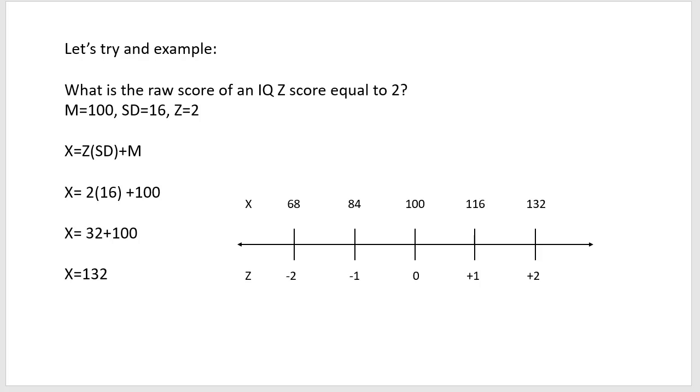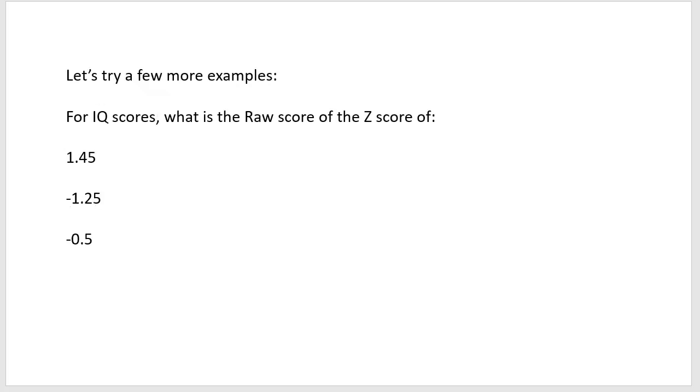For what we're going to do in this class, it is not incredibly relevant for us to calculate the raw score based on a z-score, but it is important that you understand the concept behind it because it will be applicable if you're going on and doing stats in other realms. Here are some examples that we can try. So let's go ahead and run through these, and stop it now if you want to work through it on your own.